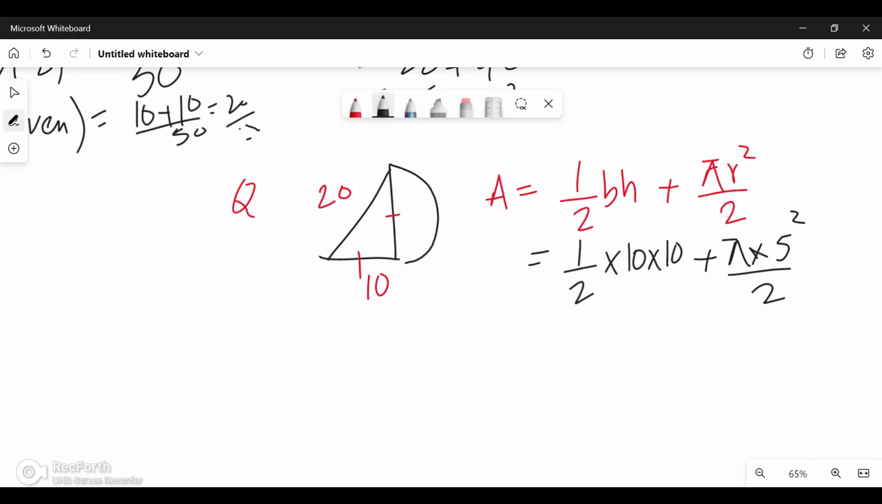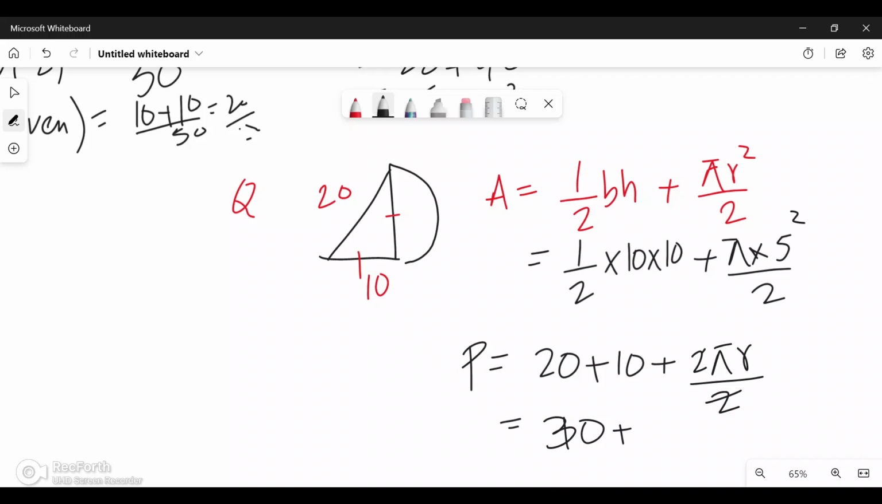For perimeter, you have two straight lengths and one arc length, the arc length of the semicircle. So you will add these three: 20 plus 10 plus the arc length. For arc length, remember the formula is 2 pi r, and if it is half of a circle, divided by 2. Now just put the values. 20 plus 10 will be 30, the 2 cancels, pi times radius, which is 5, and you will get the final answer.